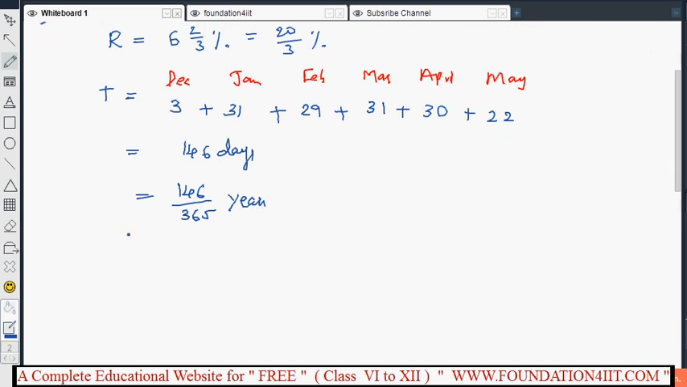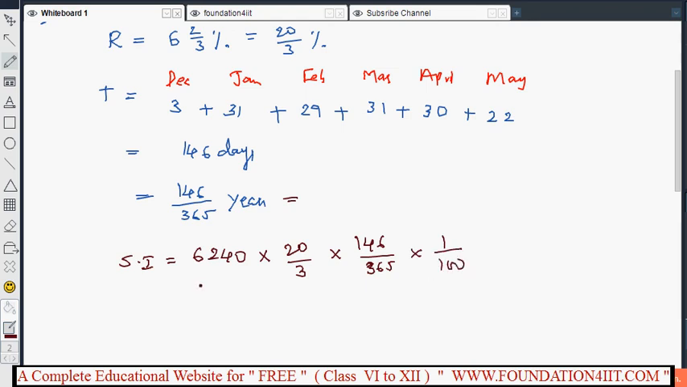Principal is 6240. Finally, the important thing is we need to take the time. So simple interest is PTR by 100. Principal is 6240 into 20/3 rate of interest into 146 by 365 time, and PTR over 100. If you simplify, then finally you get the simple interest.